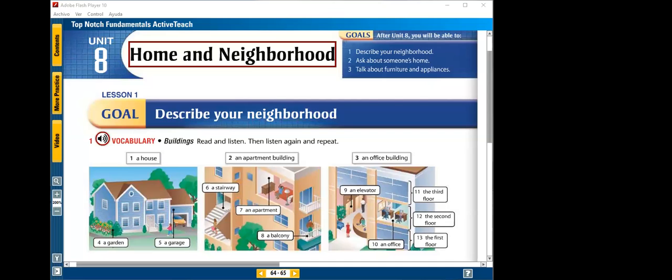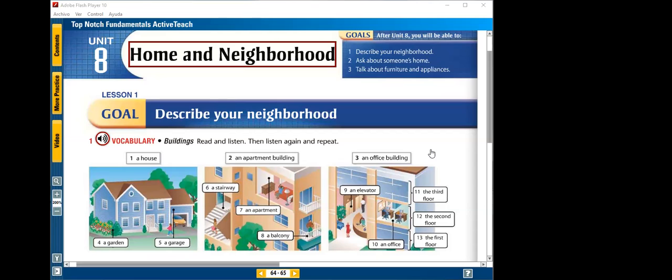Incluso tenemos entendido por la palabra neighbor, que deriva ahí. Neighbor es el vecino. ¿Cómo se dice vecino en inglés? Neighbor, vecindario, neighborhood. So students, in this case, we are going to talk about the home and neighborhood, okay? And well, we have three goals, right?